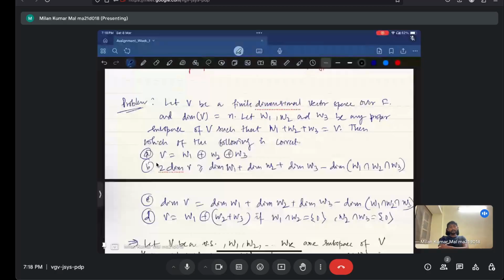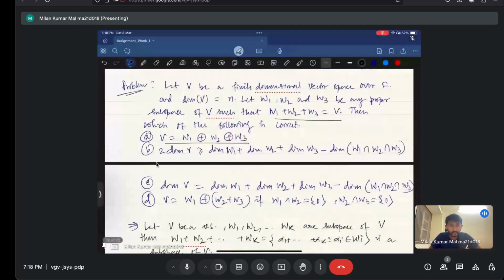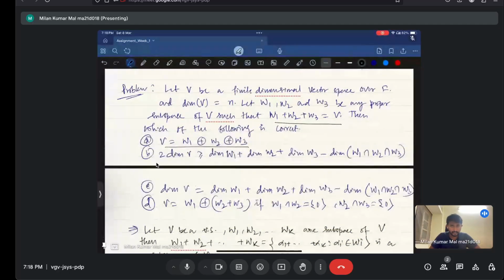It is said that if W1, W2, W3 are any subspaces such that W1 plus W2 plus W3 is equal to V, then whether option A, that is V is the direct sum of W1, W2, W3, holds or not. Here, if I want to prove that option A is correct, what we need to show is that W1, W2, W3 are independent. But that is not necessary. For arbitrary three subspaces whose sum is the vector space V, it is not necessary that W1, W2, W3 will be independent.